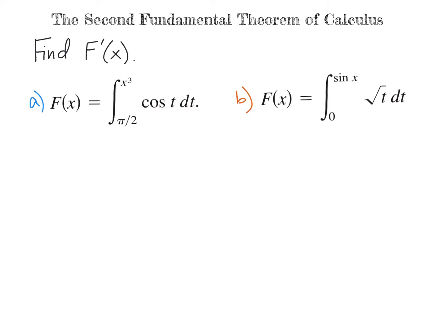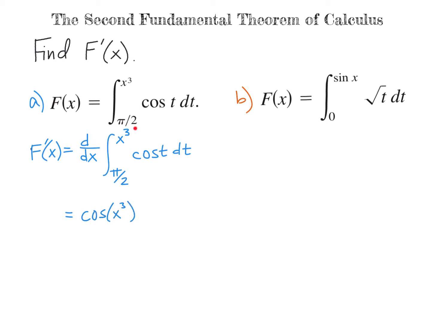So when we're finding f prime here in part A, what that means is we need to take the derivative with respect to x because we want to find f prime of x of our integral from pi over 2, a constant, to x cubed of the cosine of t dt. Well, using our second fundamental theorem, what we need to do is simply plug our upper limit here, x cubed, into this function here, cosine of t. So it will end up being the cosine of x cubed.